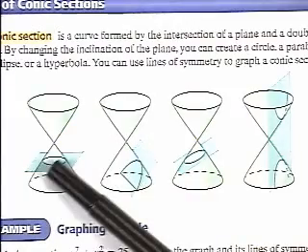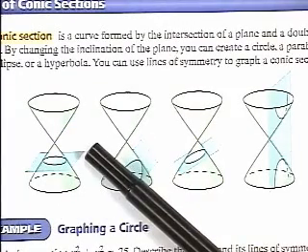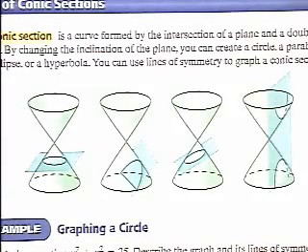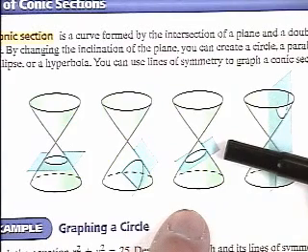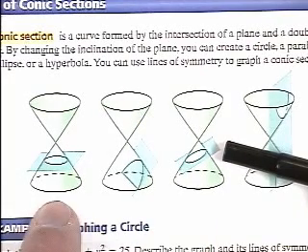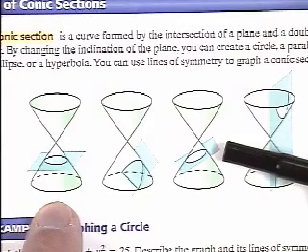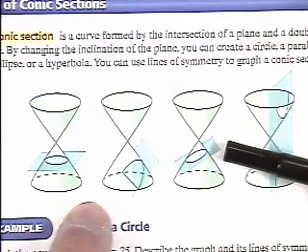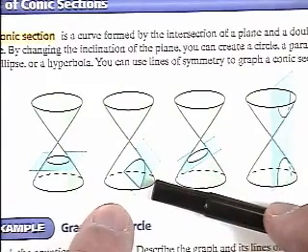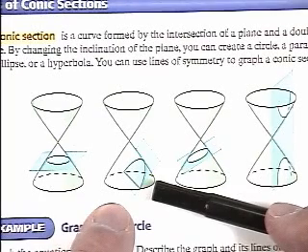Now, if we do it parallel to the base, which is what the first picture shows, and then we look at what's called the cross section, what we would see is a perfect circle. Now, if you come over here to this third one, let's suppose you cut it through, but it wasn't parallel to the base. What you would get is an ellipse, which is kind of like a circle. So they are related to each other. Now, if you cut it through, not parallel to the base, and you intersect the base, what you get is a parabola.